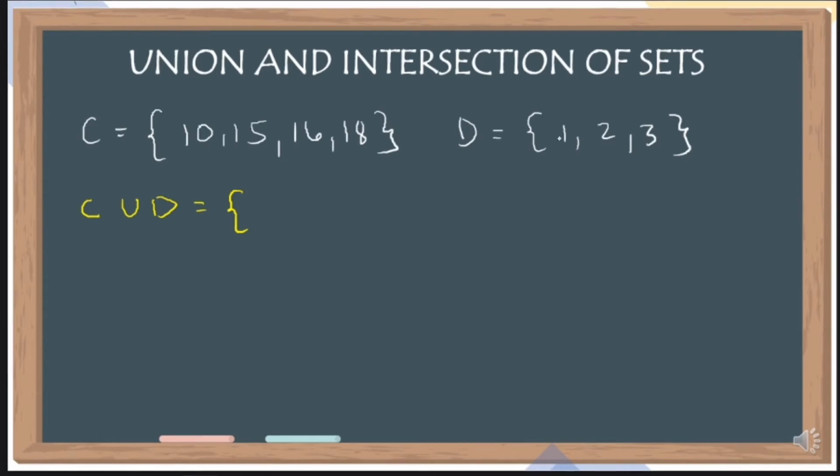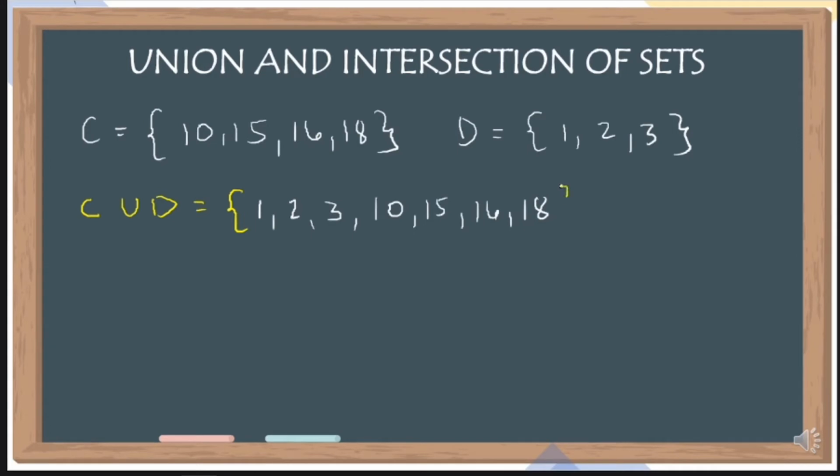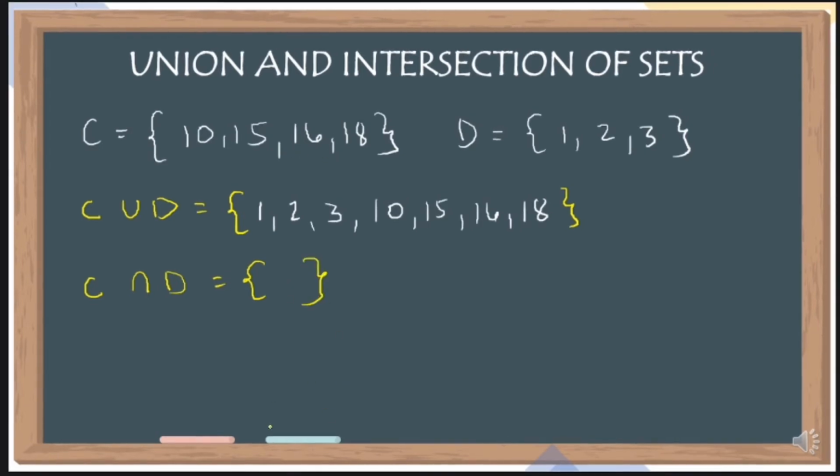So, let's start with the smallest number. So, let's start with 1. We have 2. We have 3. Sulat lang natin lahat ng elements nilang dalawa. Okay? Then, 10, 15, 16, 18. Okay, that's our answer. Okay? Next, how about the intersection of C and D? So, common. Anong common sa kanilang dalawa? 10. Ay, wala namang 10 dito. Parang walang common. So, our set is empty.